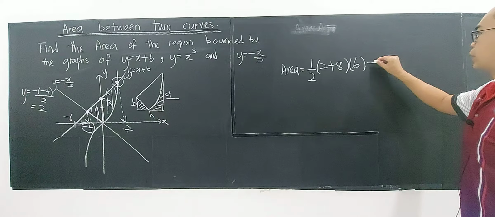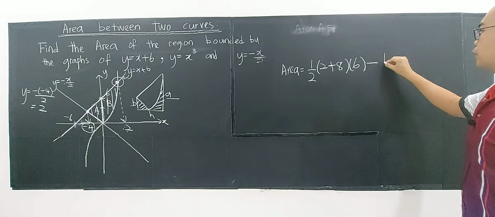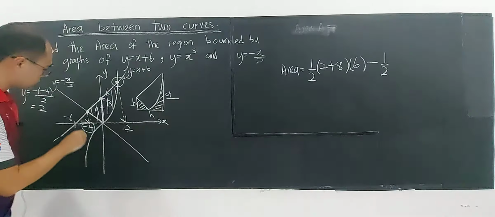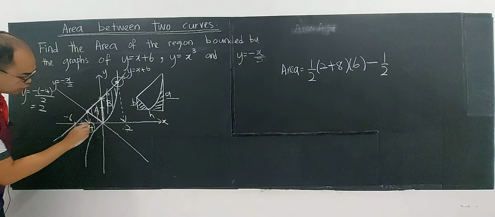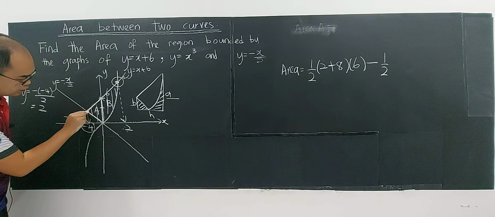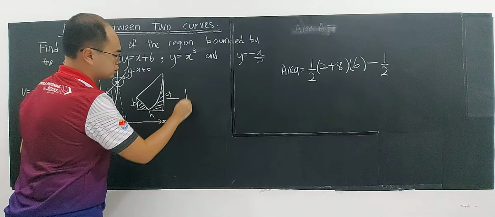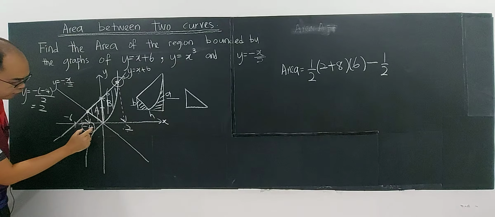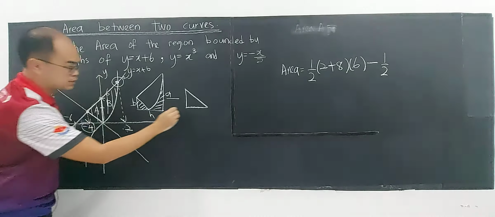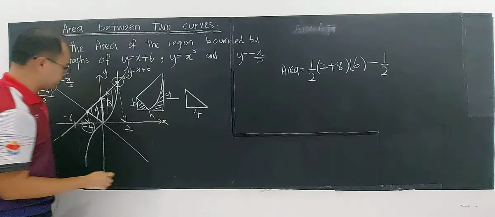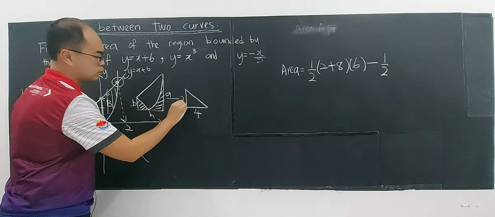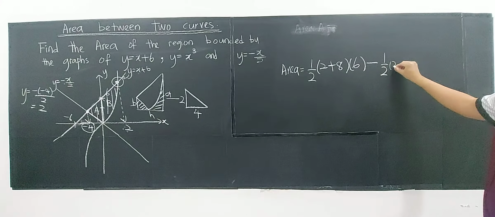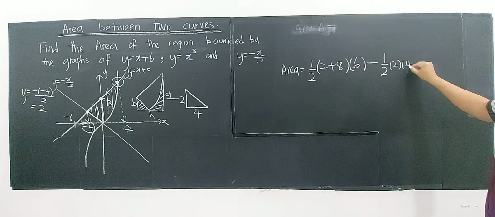And minus away the area of the triangle. Okay, let's see. From here, you have -4, which means the length of this base is 4, and the height, which you calculated just now, is 2. So we multiply the height and the base length, 4.